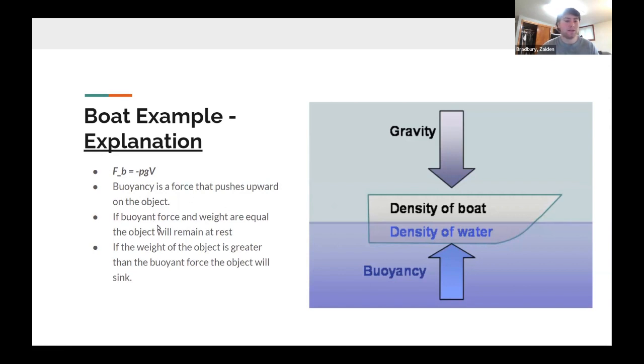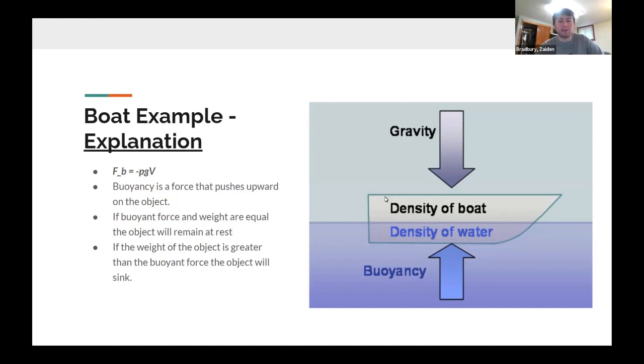And if your weight is equal to the buoyant force, the object will remain at rest. And if the weight of the object is greater than the buoyant force, the object will sink, obviously. When you have an object in water, you're only going to have about half of this boat in the water, maybe a third of it. And so the volume would only be a third of the boat. And you have gravity, which is 9.8 meters per second squared.